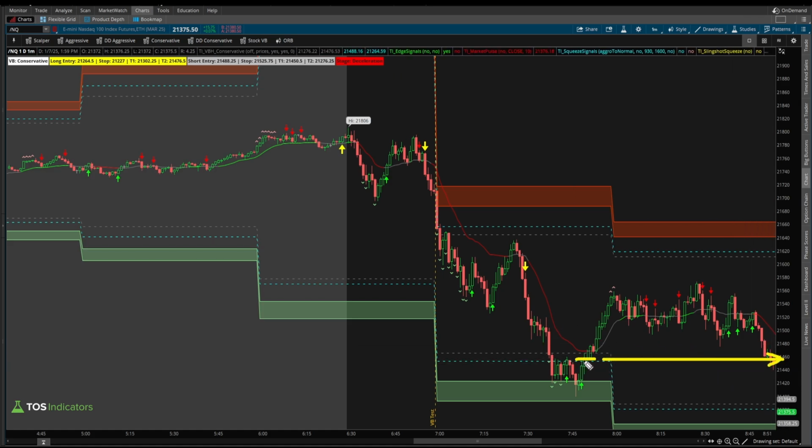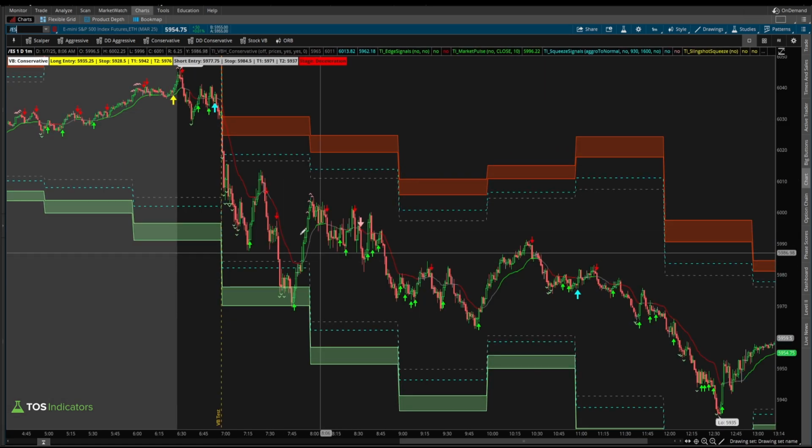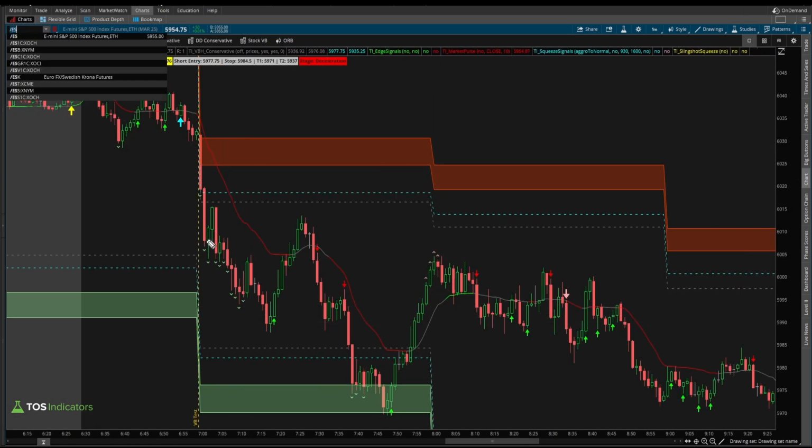So this was just a T1 target, but hopefully through this entire process, you saw how we switched from the scalper to the aggressive, to the doomsday aggressive, to the conservative models, which is where the trade actually triggered inside of the Nasdaq.